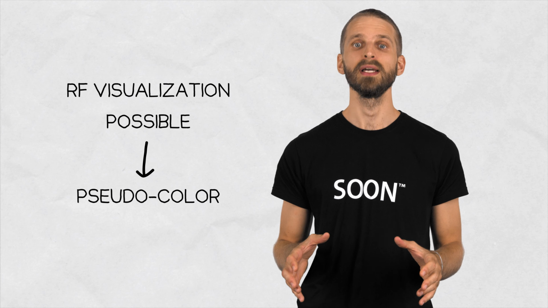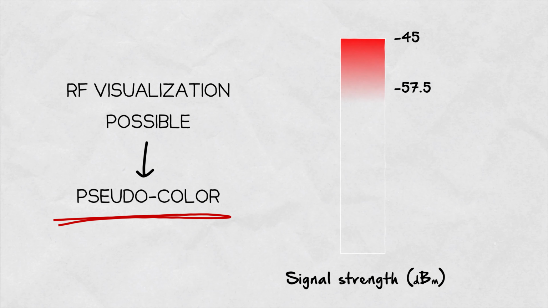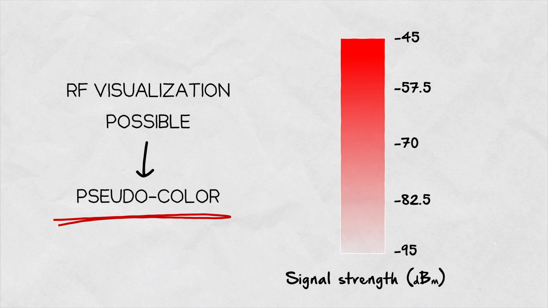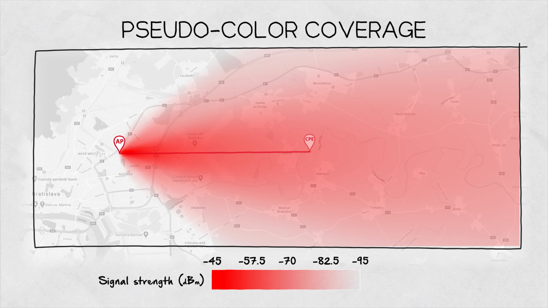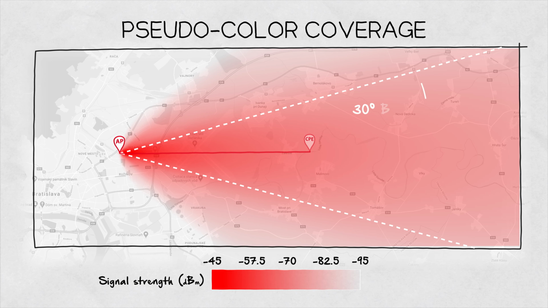What we can do though is to visualize RF coverage using a pseudocolor, assigning the strongest signal a certain color, and the weaker the signal gets, the more transparent it becomes. Here we show the coverage using a 30-degree symmetrical horn. The dashed line indicates the -6 dB beam width. It's obvious that the covered area spans well beyond the beam width angle. This is because the coverage is a projection of the whole radiation pattern onto a surface.